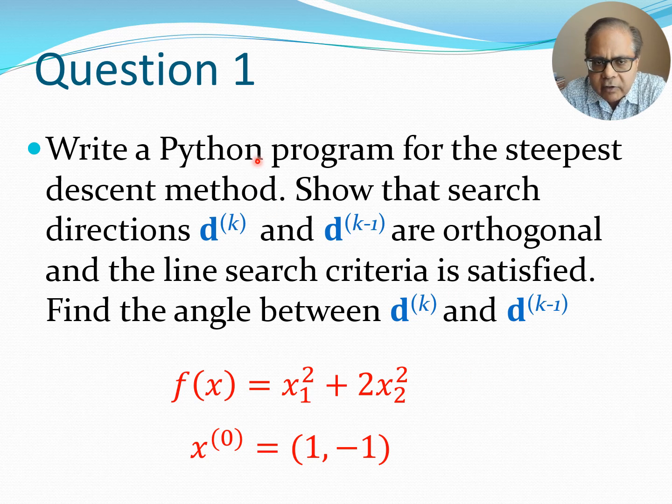So we are going to write a Python program for the steepest descent method, and we are going to use this program to demonstrate that the search directions dk and dk minus 1 are orthogonal, which is essentially a different way of saying that these are normal or at 90 degrees. And we will also try to prove the line search criteria. This should of course be satisfied. And we are going to look at the function f(x) is x1 square plus 2x2 square. We are going to start with the value 1, minus 1. So let's try to do this problem.